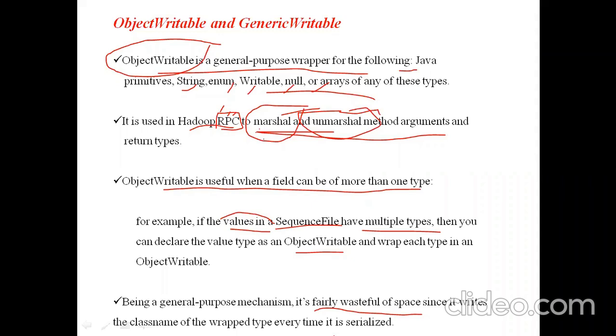This is briefly about today's class of null writable as well as object writable. Clear, guys?